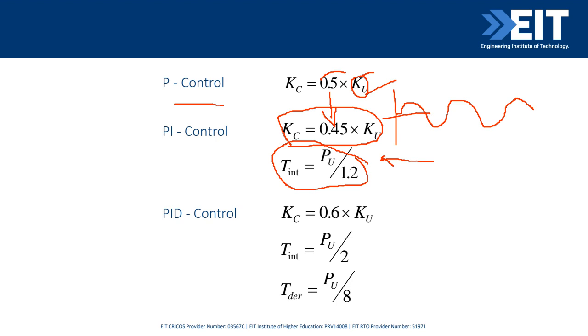Then with PID control, if you're looking at a temperature loop, for example, you can see that we've increased the value of the gains. We've gone up more because derivative control pushes you towards stability. Once you've got derivative control in there, you're adding a 90-degree phase lead, so you can be a little bit more aggressive.